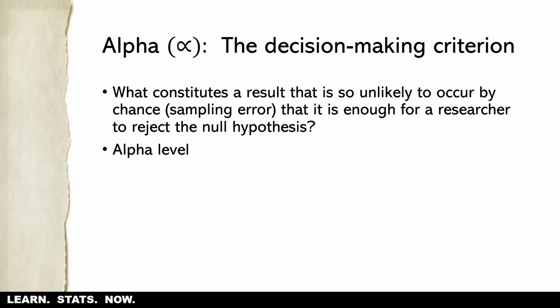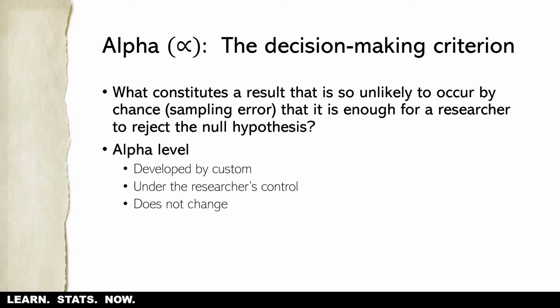Okay, so we need to set something called the alpha level. It's really developed by custom. It's under the researcher's control. It does not change, and it's determined in advance of running the statistical analysis. So this is something that's done early on before we ever start analyzing the data.